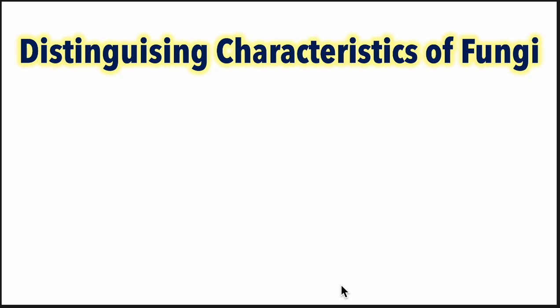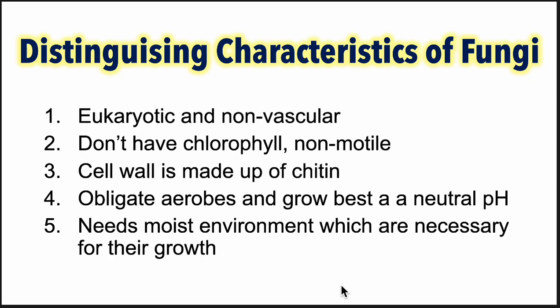Another thing, we have the distinguishing characteristics of fungi. We have five main characteristics. Number one, fungi are eukaryotic, and aside from that, they are also non-vascular. Number two, they don't have chlorophyll, unlike plants, and they are non-motile. Number three, the cell wall is made up of chitin. Number four, they are obligate aerobes, meaning they require oxygen to grow and replicate, just like how you see the growth of a mushroom. Because again, a mushroom is an example of a fungus.